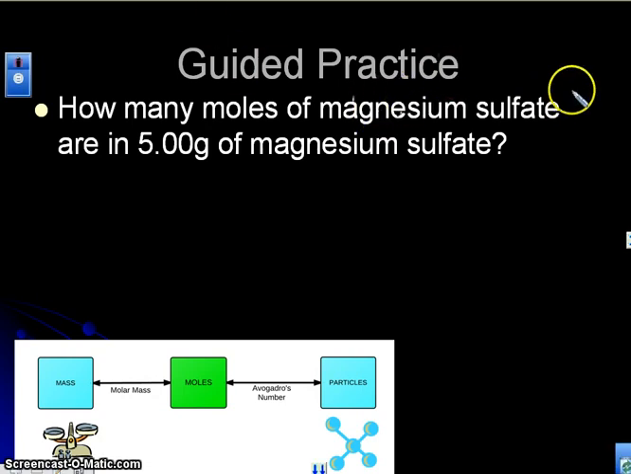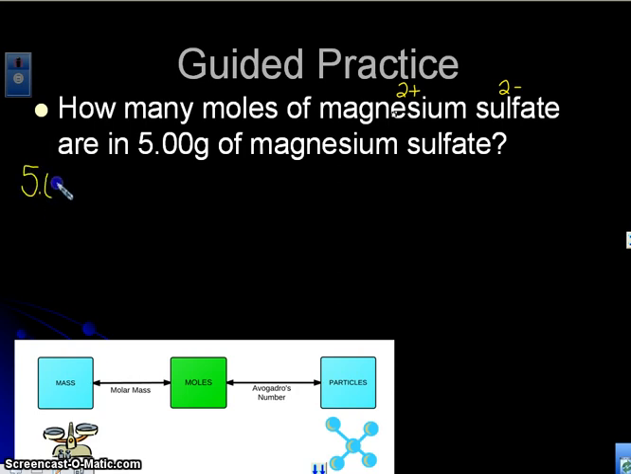Magnesium sulfate is an ionic compound. It's a metal and a polyatomic ion. So we need to determine a formula that will allow the positive and negative charges to be equal to give us a neutral compound. Magnesium has a 2+ charge. Sulfate has a 2- charge. So there are one of each of those in magnesium sulfate.